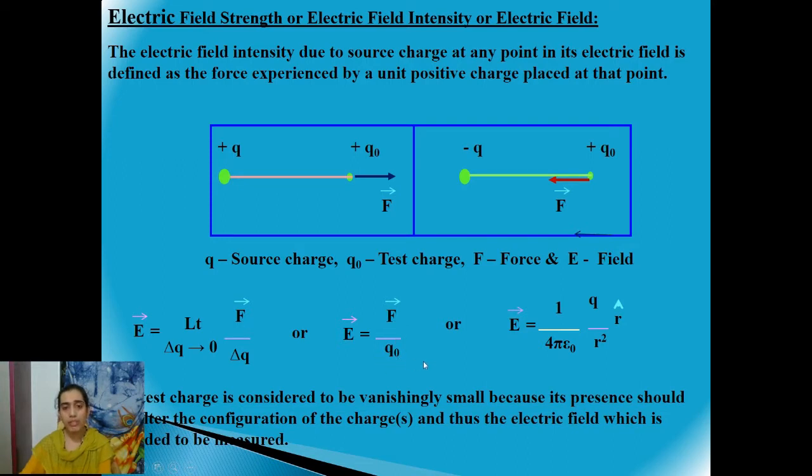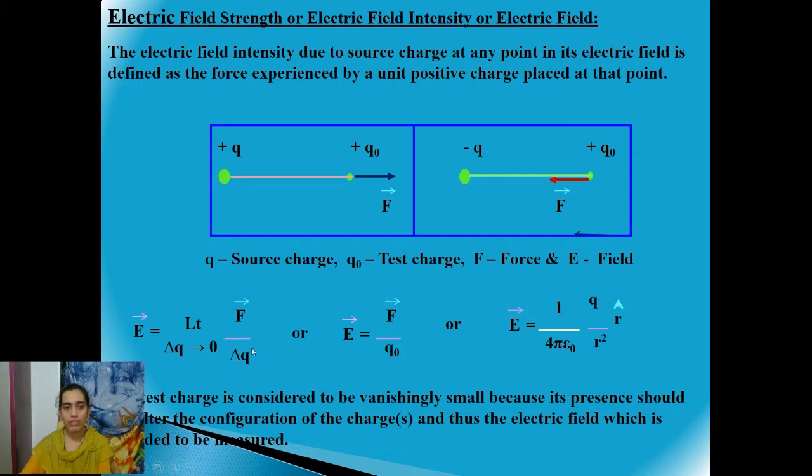Suppose you consider this test charge to be a very infinitely small charge, right? In that case, you can rewrite this expression as vector E is equal to the limit of delta Q tends to 0 of vector F over delta Q.